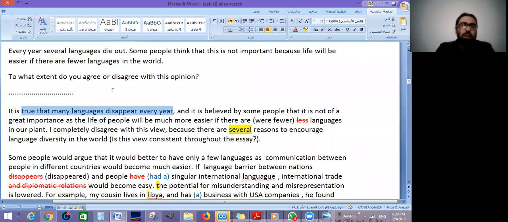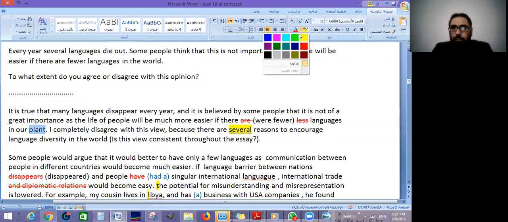That it is not of a great importance, as the life of people will be much more easier if there were fewer languages. We're not going to say less, because less is for uncountable, and language is countable. We can count 5 languages, 10, 100, and so on. So we're going to say fewer languages on our planet. I think it's planet with an E; we're just missing an E there.